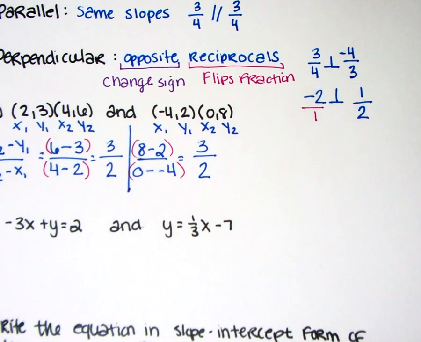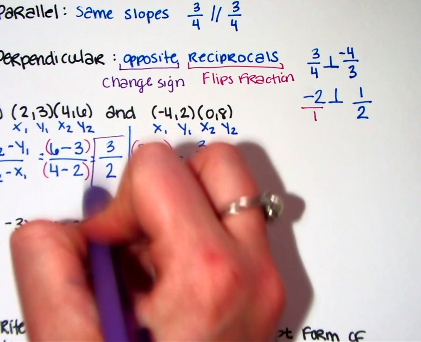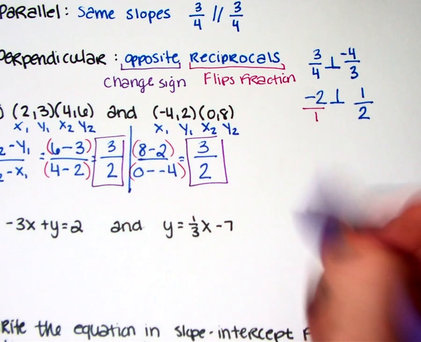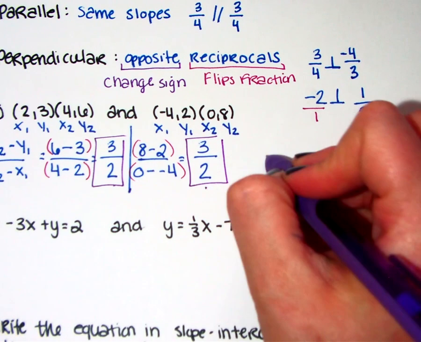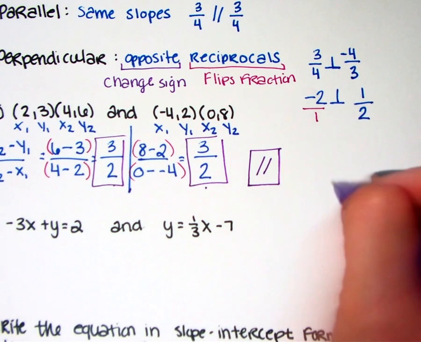So what we're going to do now is just compare them. Looking at our slopes, I have a slope of 3/2 and a slope of 3/2. Those slopes are the same, so our answer is parallel.